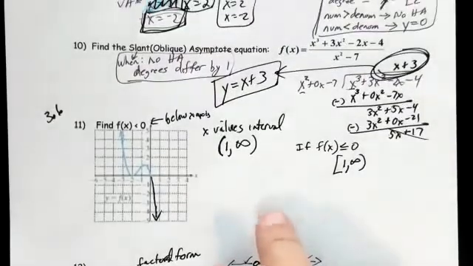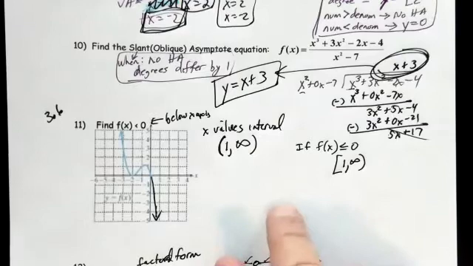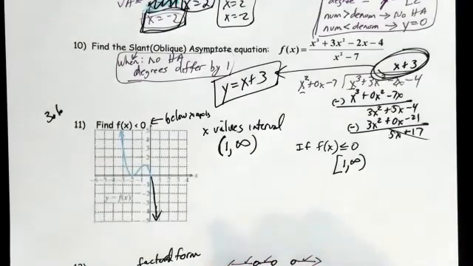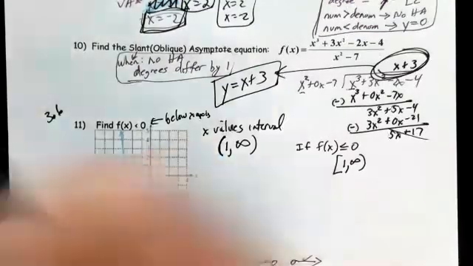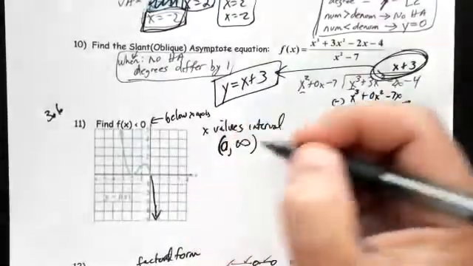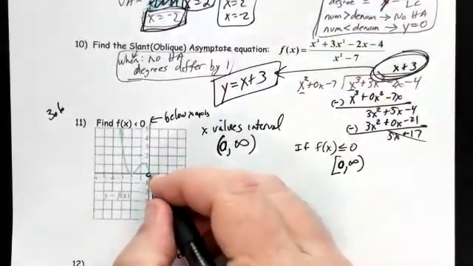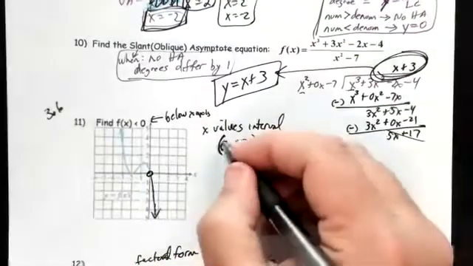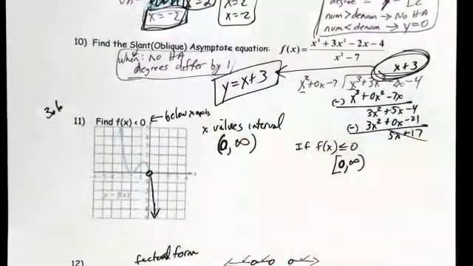I have a question. Yes. For number 11, when you're doing the interval, why don't you start at 0 since that's the point where it goes below the x-axis? You're right. It is 0. Should be 0. I'm thinking of a different problem. It is 0 there. My bad. You are totally correct.